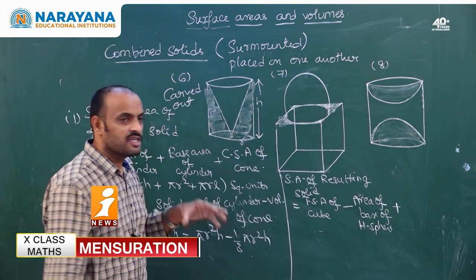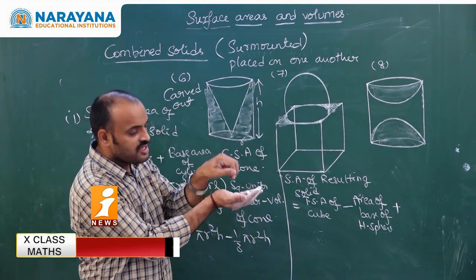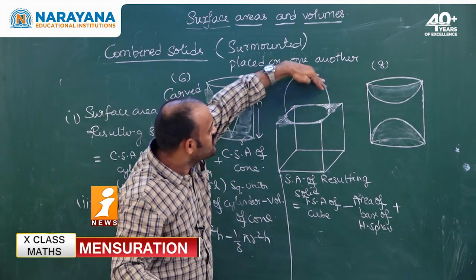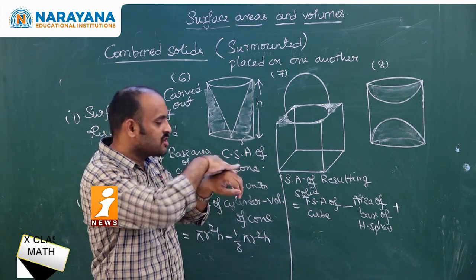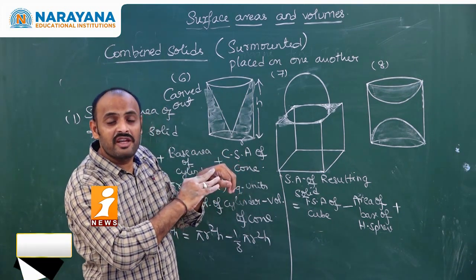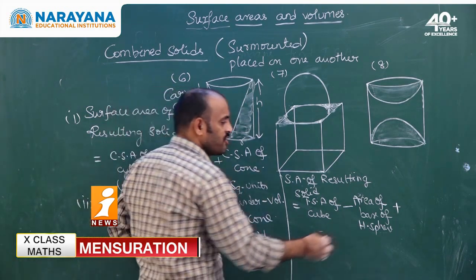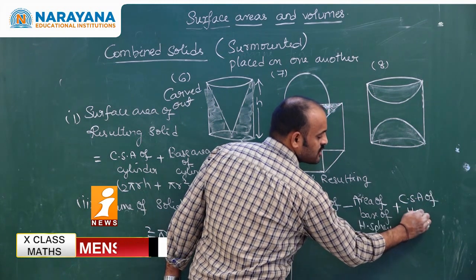Plus, if you see, I have removed it, but on the top surface I have placed a hemisphere like this. That means CSA of hemisphere is visible or not? CSA of hemisphere is visible. So that CSA, wherever surface is there, that should be added. So CSA of hemisphere has to be added.